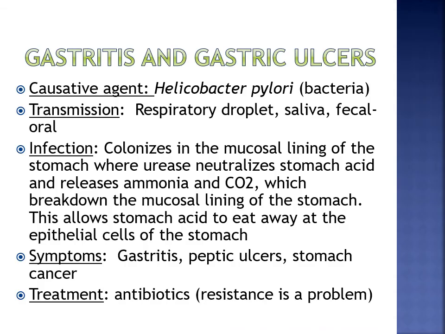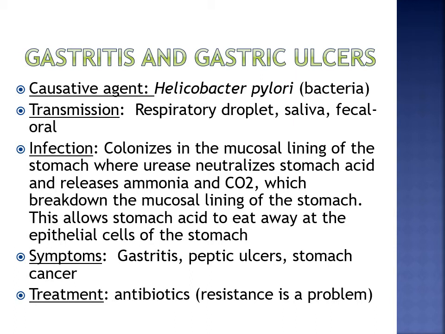Next, we have gastritis or gastric ulcers. This is caused by Helicobacter pylori, which is a type of bacterium that can live in the stomach acid. Transmission for this is usually respiratory droplets, saliva, or fecal-oral. So we'll see an image of this here in a second, but essentially what happens with this microbe is that it colonizes in the mucosal lining of the stomach, which we have to protect our actual stomach cells from the acid that's in the stomach. And so that mucosal lining's job is to basically keep the acid from burning our own tissues.